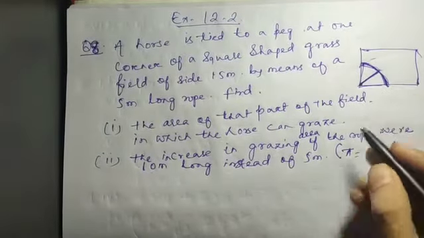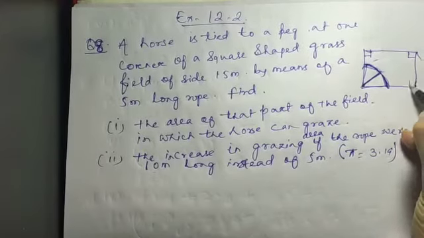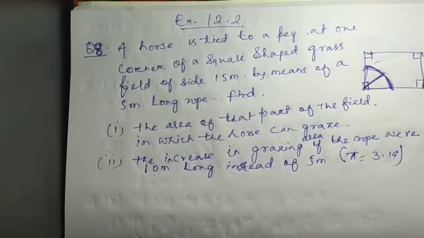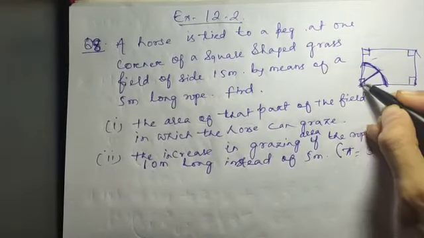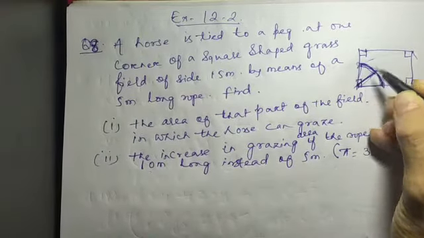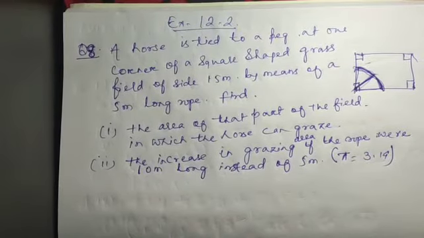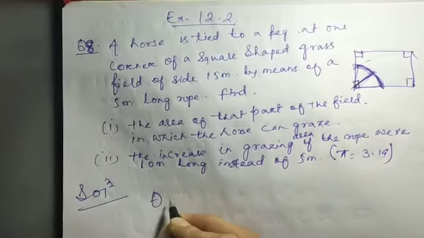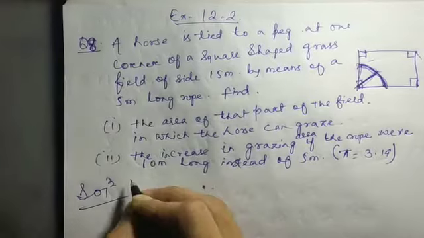Now, the angle in a square is 90 degree. Every angle is how much? 90 degree. So the angle subtended at the center is 90. The length of the radius R of this sector we got as 5 meters, since the length of the rope is 5 meter. Now, theta equal to 90 degree, radius equal to 5 meter.